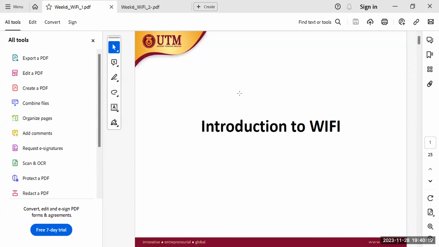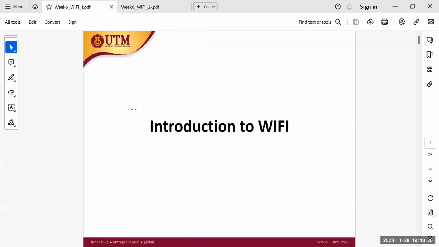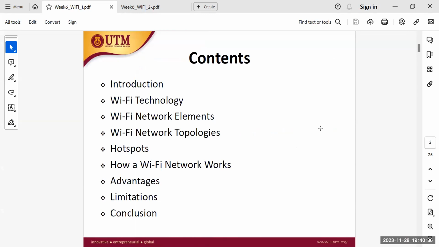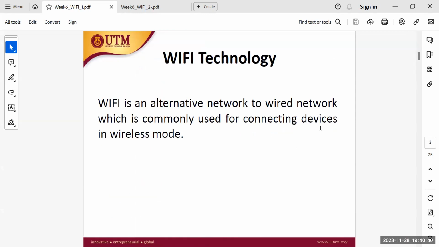Bismillahirrahmanirrahim. So, introduction to Wi-Fi, a topic in which most of you must be familiar with Wi-Fi because we are living in an age where Wi-Fi is like part and parcel of almost everyone's life. So, Wi-Fi is an alternative network to wired network, which is commonly used for connecting devices in wireless mode.